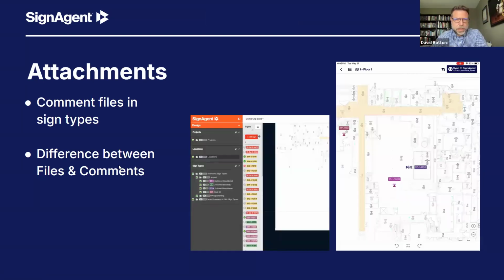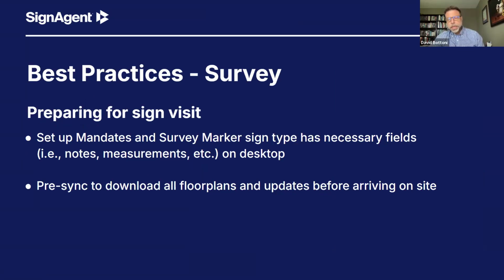Great. Thanks, Alex. And a lot of the items that we're going to talk about, Alex already touched upon. So in this case, if you're using the mobile app for surveying, preparation is key. You need to ensure that you've uploaded everything onto your desktop, set up mandates, and created a survey marker sign type that has the necessary fields for notes and measurements. And then from there, you can go to site and start working. But you have to make sure that while you still have Wi-Fi, you pre-sync to download all the floor plans and updates before you arrive on site, because you don't always know if there's Wi-Fi available.